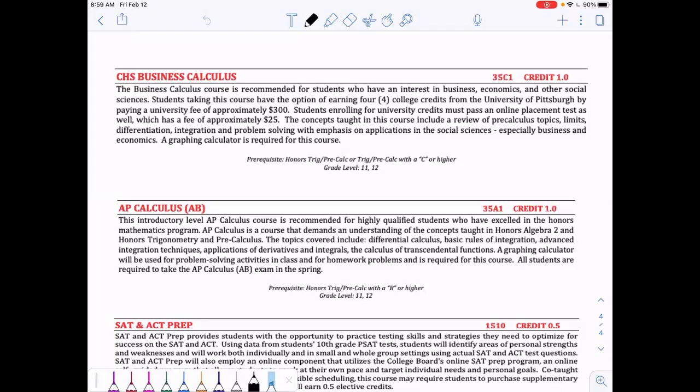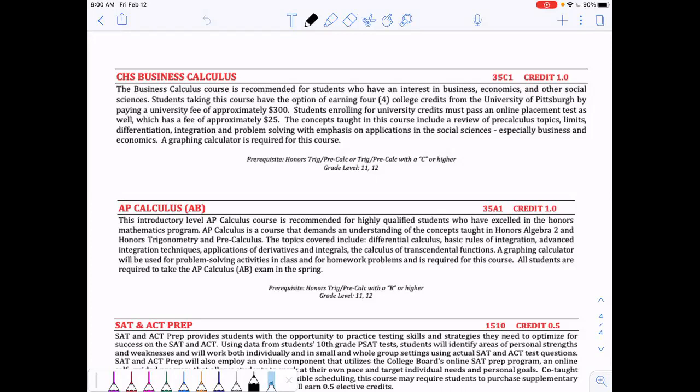You have to know trig in order to take AP Calc, which is why you have to take honors trig and pre-calc in order to take AP Calc, because we cover way more trig in honors than they do in regular. They cover a minimal amount of trig in regular trig and pre-calc.